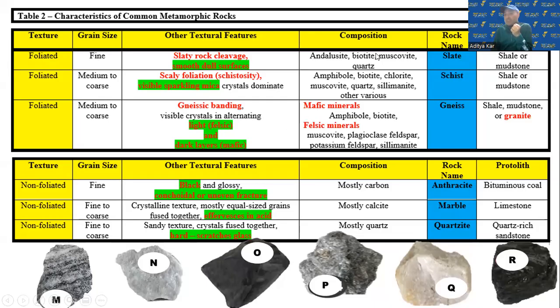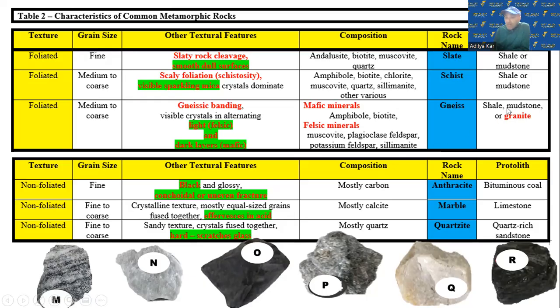So what are the minerals? Slate is hard to tell, but you will have these mixed minerals. Some of these minerals you might see in the schist, and some of the minerals that you will see in the gneiss, the metamorphic minerals, will be amphibole and biotite, and felsic minerals will be muscovite, feldspar, and even sillimanite.